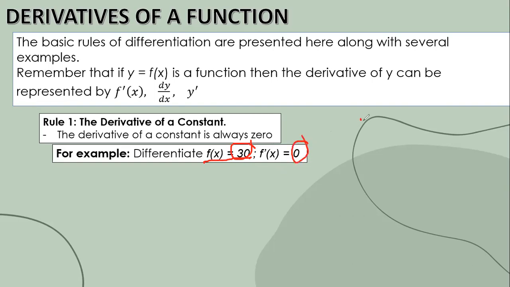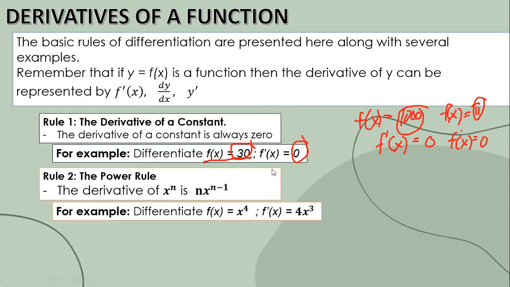Okay? Pag tinanong ko kayo, what is the derivative of f of x is equal to 1,000? Okay? So the derivative is automatically 0 since 1,000 is a constant. So f of x is equal to pi. Still, f prime of x is equal to 0 since pi is a constant. That is for rule number 1.